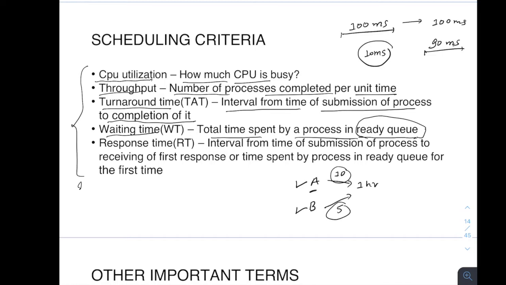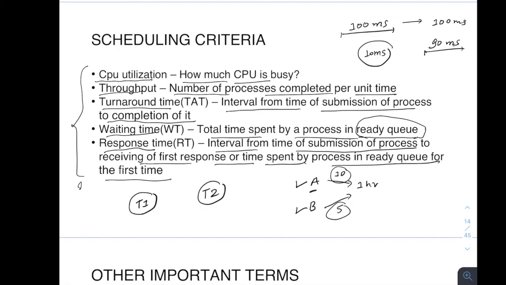So that's waiting time. Response time is the interval from the time of submission of the process to receiving the first response, or the time spent by the process in the ready queue for the first time. That means you have submitted the process now for running. It is in the ready queue now. So after some time, it will get the CPU, right? So the difference between those two times. Let's say at T1, you submitted the job, and at time T2, it got the CPU. So this T2 minus T1 is actually your response time.